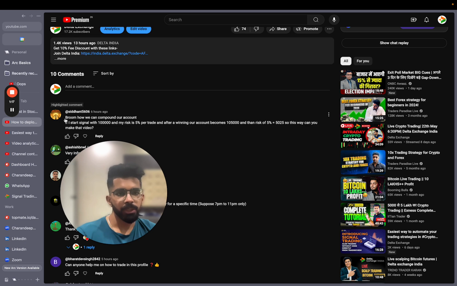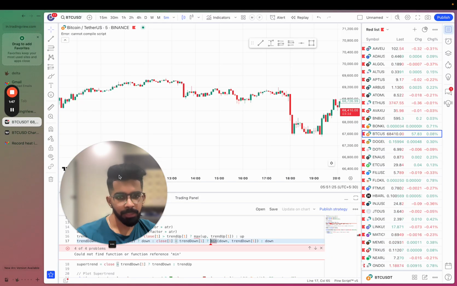One question which we got was how to compound this strategy. If somebody starts with a capital of 1 lakh dollars and their risk and reward is 5% per trade, after they make their first winning trade, it will become 1,05,000 dollars. Now they have to take a risk of 5%, that will mean 5250 instead of $5,000. So how do you do that? That is very easy. So let's go back to our Bitcoin chart and let's discuss the strategy.